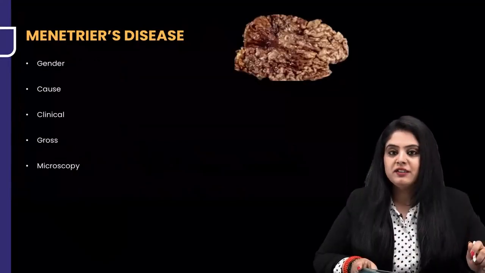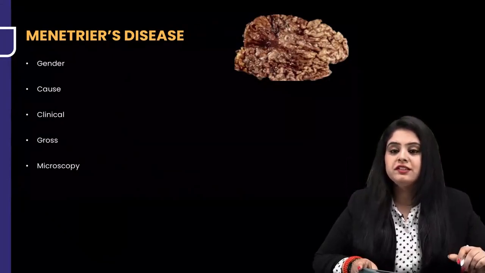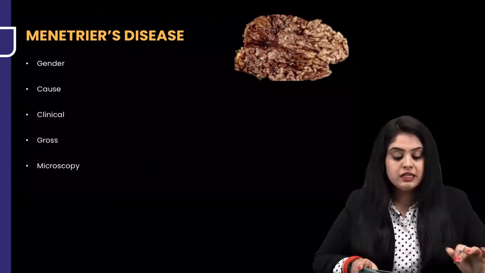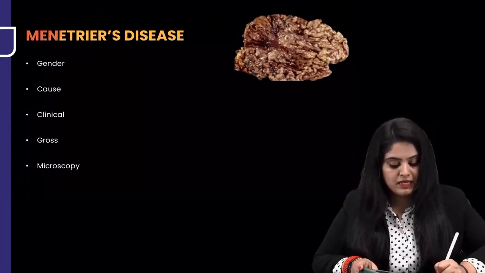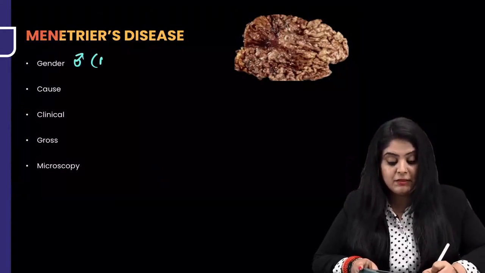Now let's begin with the next part, and that is the stomach pathology. The first disease that we are going to cover under it is known as Menetrier's disease, and I always say that if you know these five points about Menetrier's disease, you are sorted. First and foremost, as the name tells you, men, this is more commonly seen in men. It is more commonly seen in males.